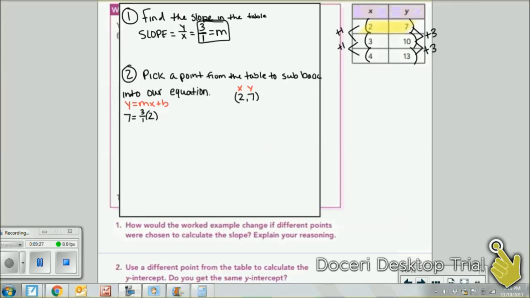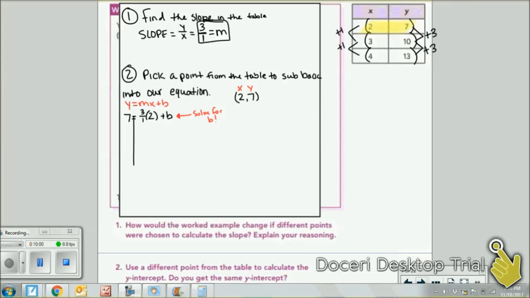So the only thing we don't know is the letter b. Now remember, b represents the y-intercept. This is what we have to figure out. So our job now is to solve this equation. So we're going to say solve for b. So the next job is to solve for b. Okay, so let's look at our equation here. We have 7 equals 3 over 1 times 2 plus b. So I'm going to take my equation and split it in half, and then I can start working to solve this.